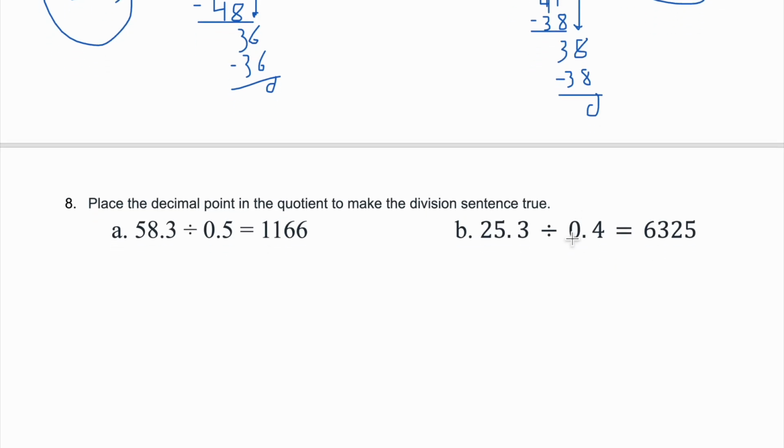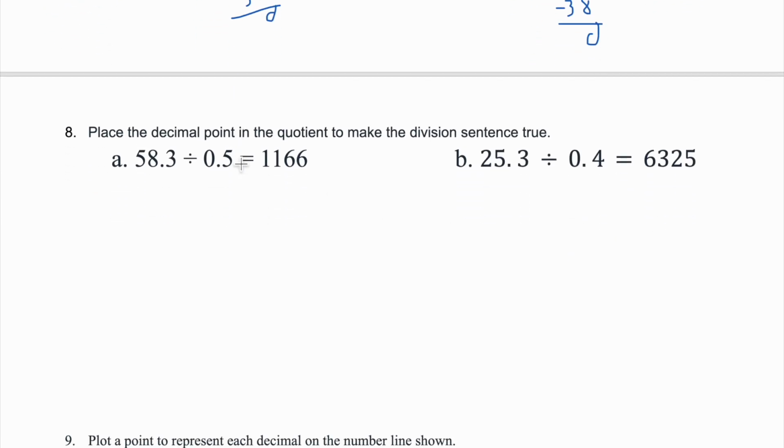All right, these ones are a little tricky. They say place the decimal point in the quotient to make the division sentence true. All right, so when we divided these, I probably wanted to go like this, like push this over. So then I need to push this over. So I did this. Let's make that a little nicer. Yeah, one way to do this is to say, hey, go ahead and try the problem, and you're going to see where the decimal should go. So I'm going to place it here.